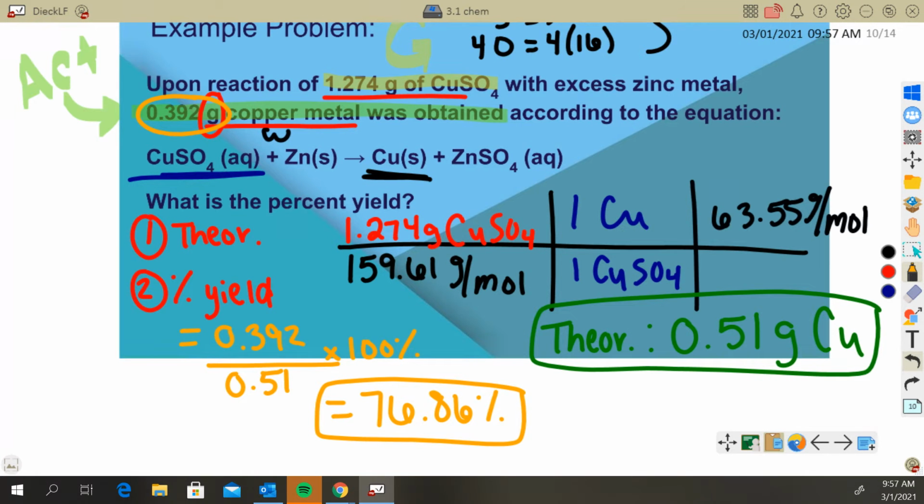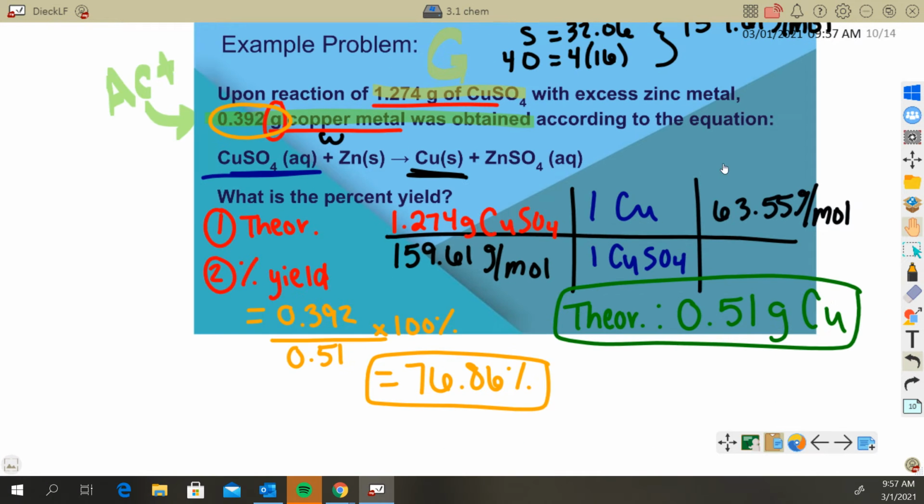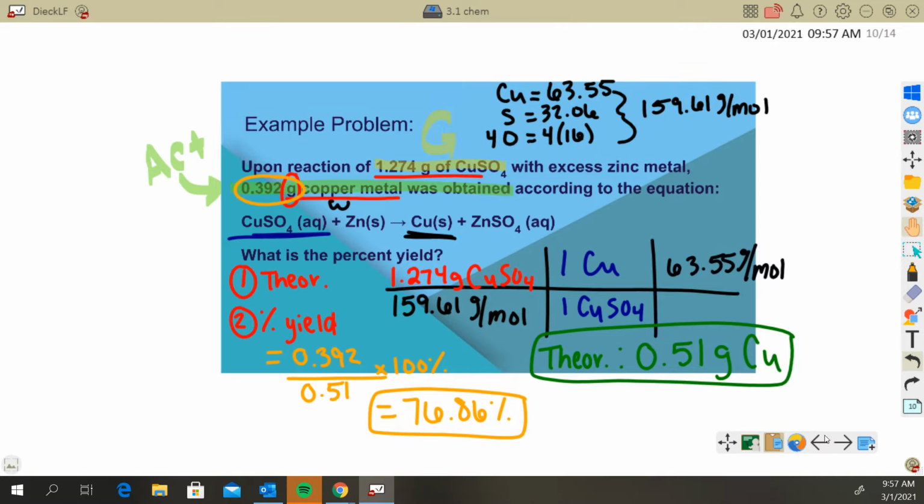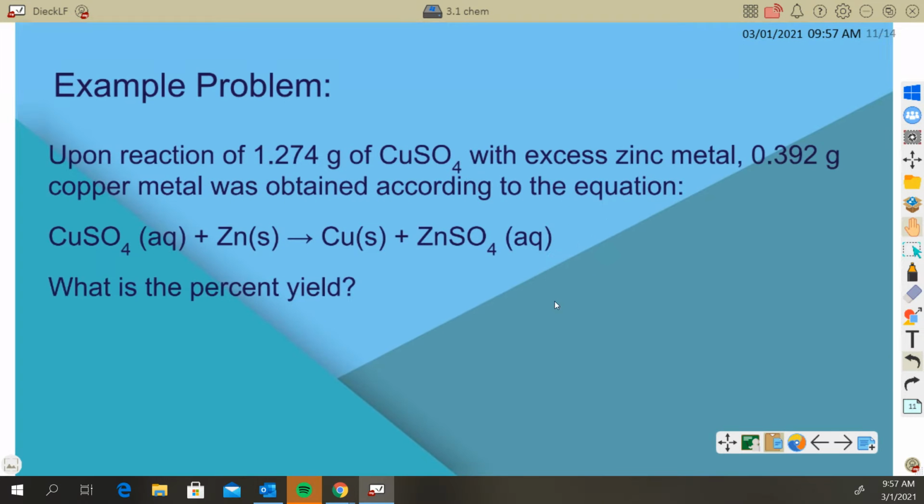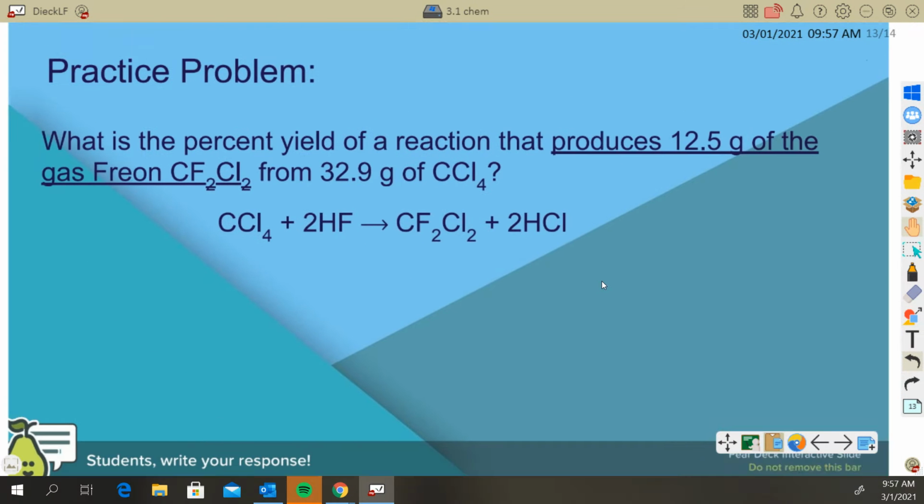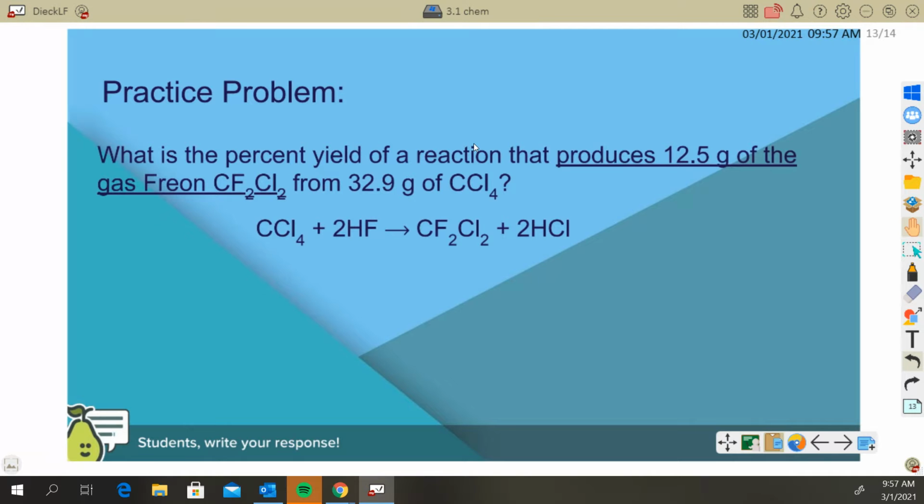Okay. We're going to do one more practice problem. We're going to kind of chunk it up. I'm going to just kind of zoom out for that. So our practice problem: what is the percent yield of a reaction that produces 12.5 grams of Freon from 32.9 grams of CCl4? All right, what is my actual yield in this question?